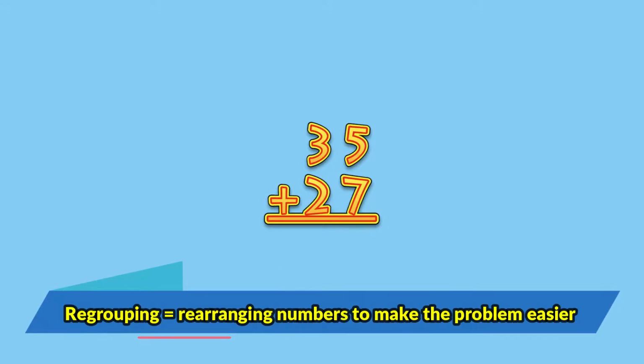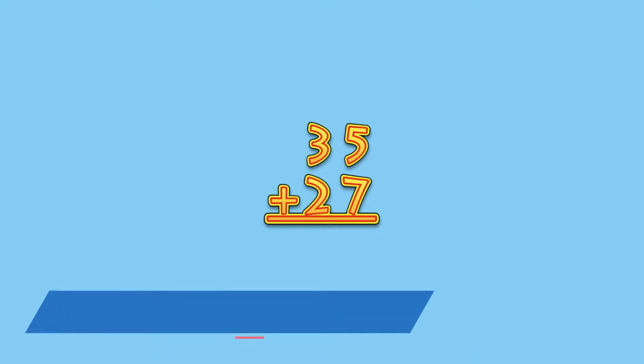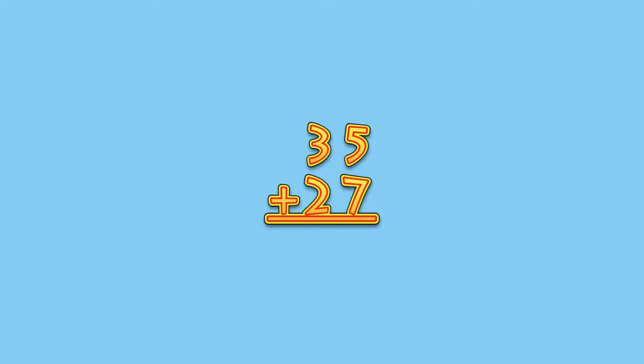Regrouping is just like rearranging the problem to make it more manageable. What we have to do is write the 1 on the next column above, which happens to be the tens place. And then we write the 2 down below.